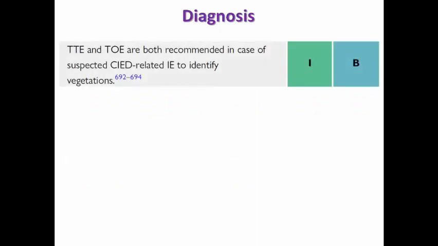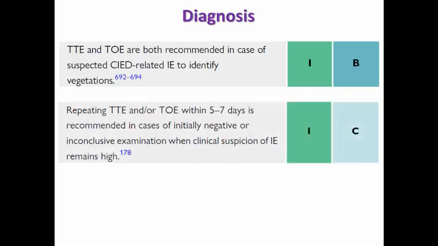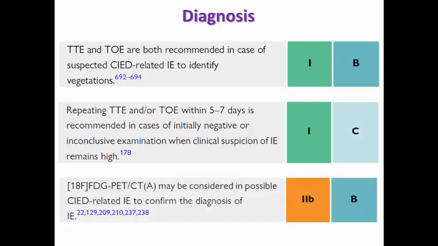So the recommendation is that transthoracic and transesophageal echo are both recommended in case of suspected cardiac device infective endocarditis to identify the vegetation, and you can repeat them within 5 to 7 days if they were initially negative but there is high clinical suspicion of infective endocarditis, and if you are still in suspicion, PET-CT may be considered in case of possible infective endocarditis to confirm the diagnosis.